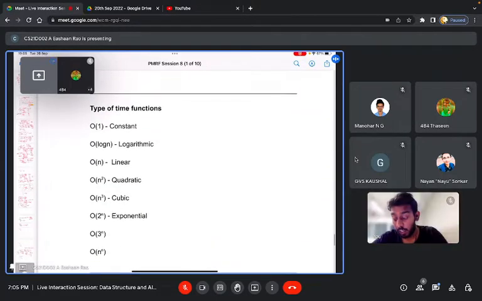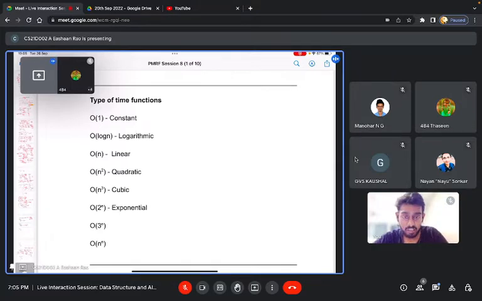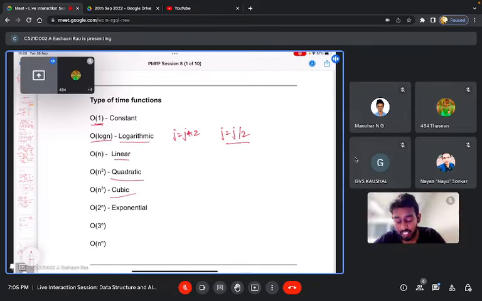So what are the types of functions that we have seen till now? This is a summary of what we have seen. We have seen constant function, which means it is going to run one statement, so we say it's constant, order of 1. Order of log n we have seen when the condition j equals j into 2, or j equals j by 2, where the value is either increasing or decreasing. We have seen logarithmic, linear, quadratic, cubic. Exponential we haven't seen; we will see it in the next session.